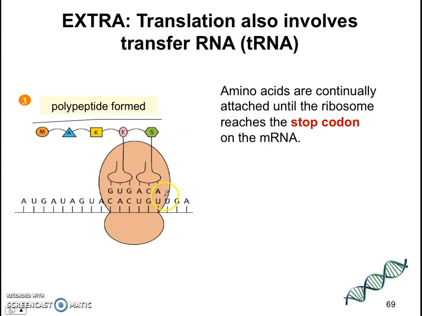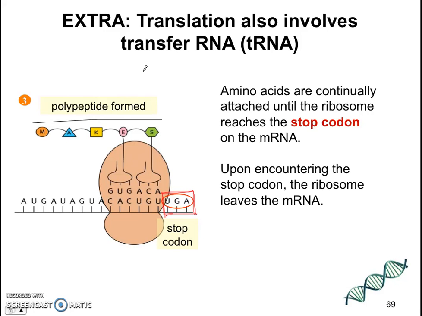called a stop codon. So a common stop codon sequence is UGA. UGA is an example of a stop codon. When the ribosome reaches a UGA sequence, then it knows that's the end of the polypeptide, and translation will end, and this polypeptide will be released, and it is completed. So yeah, this is your stop codon, and upon encountering it, the ribosome will then leave the mRNA, and the complete polypeptide will be produced.